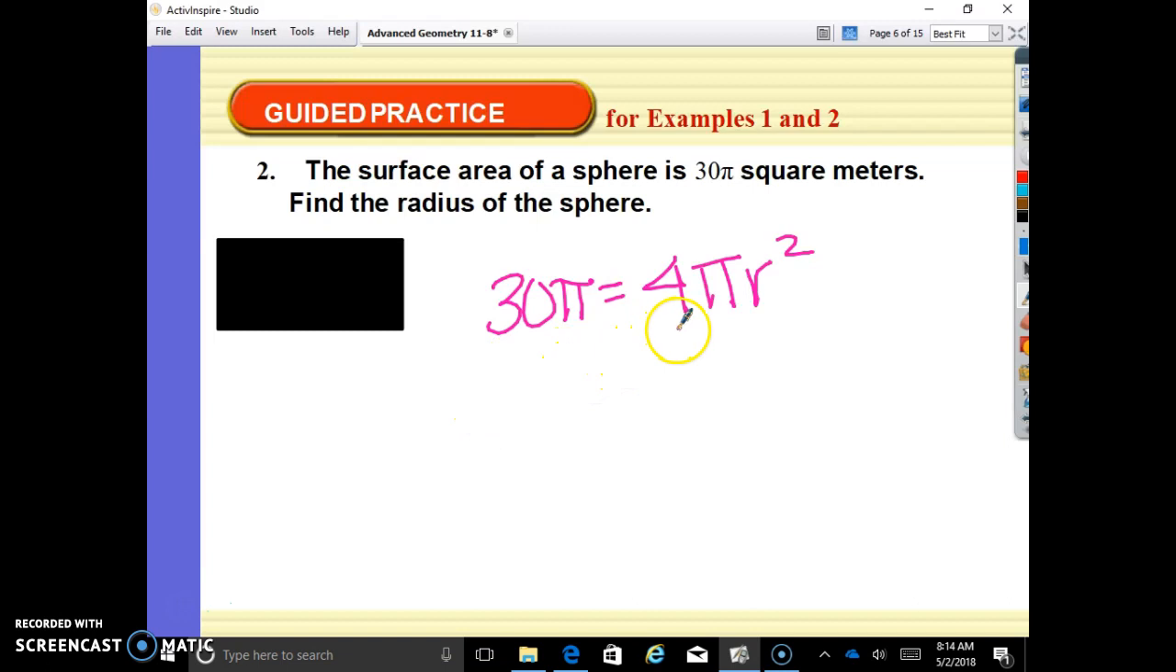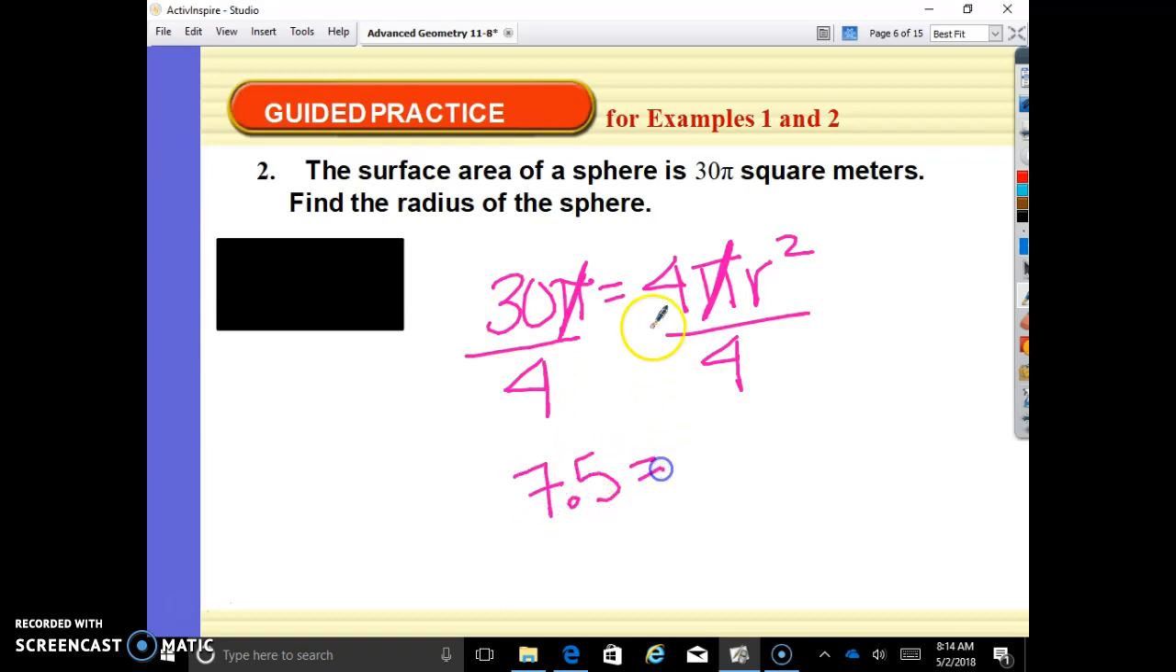All right, so now that you've had time to practice this problem, let's see what we're going to do. If we divide by pi on both sides, the pi will be gone. Divide by 4 on both sides, 30 divided by 4. Well, 30 divided by 2 is 15, and half of that would be 7.5. 30 divided by 4 is 7.5 equals r squared. So the square root and squared cancel each other out, so the square root of 7.5 is going to be our radius.